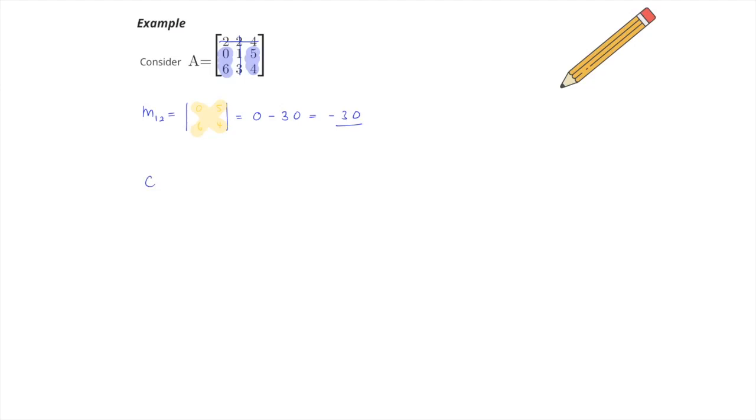Now to find the cofactor of entry A12, we multiply -1 to the power of 1 plus 2 with the minor of entry A12. So in this example, the cofactor is equal to -1 to the power of 3 times the minor, which is -30. And therefore, the cofactor that we obtain is equal to 30.